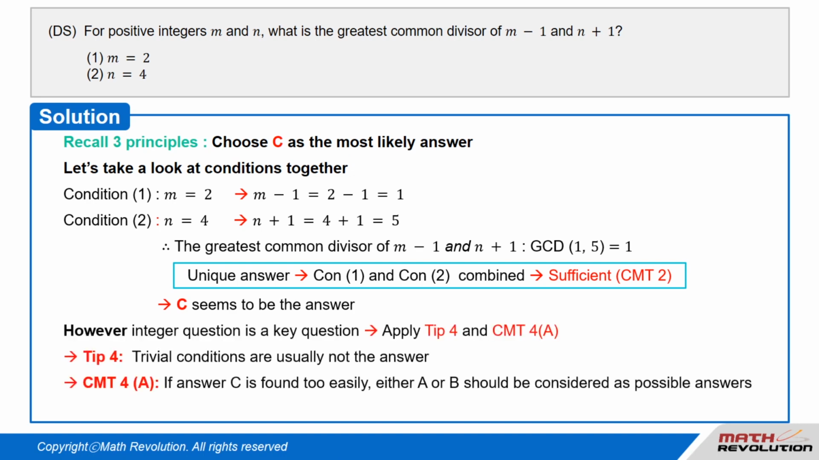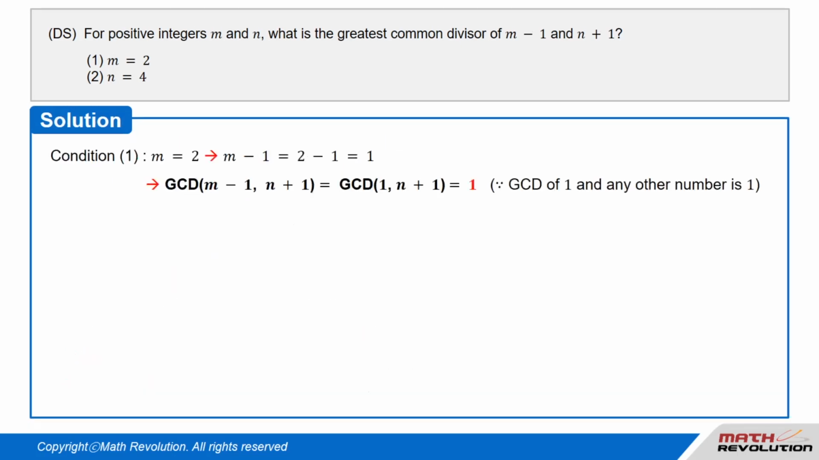However, since this question is an integer question, which is also one of the key questions, also by tip 4, which says that the trivial condition usually is not the answer, that is, C is not the answer, we should apply CMT4A, which means that when answer C is found too easily, either A or B should be considered as an answer. So let us check each condition separately.